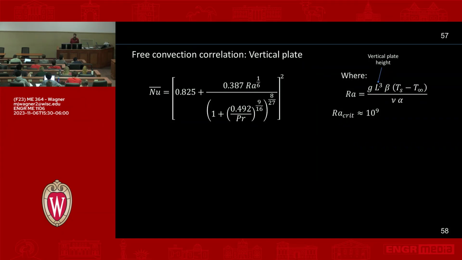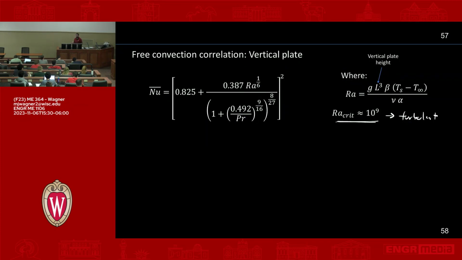One other thing to point out is that the critical Rayleigh number is something like, because it's basically the Reynolds number squared times the Prandtl number, you're going to have a larger criteria for the transition. So this is typically where you see that transition happening to turbulent flow. So this would be to turbulent.